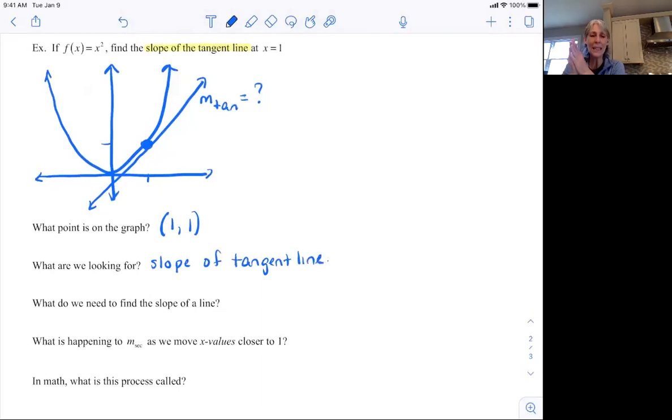What do we need? Think about it. What do you need to find the slope of a line? We find the slope using our slope formula, which depends on 2 points. What's the matter here? We only have 1 point. But think about it.